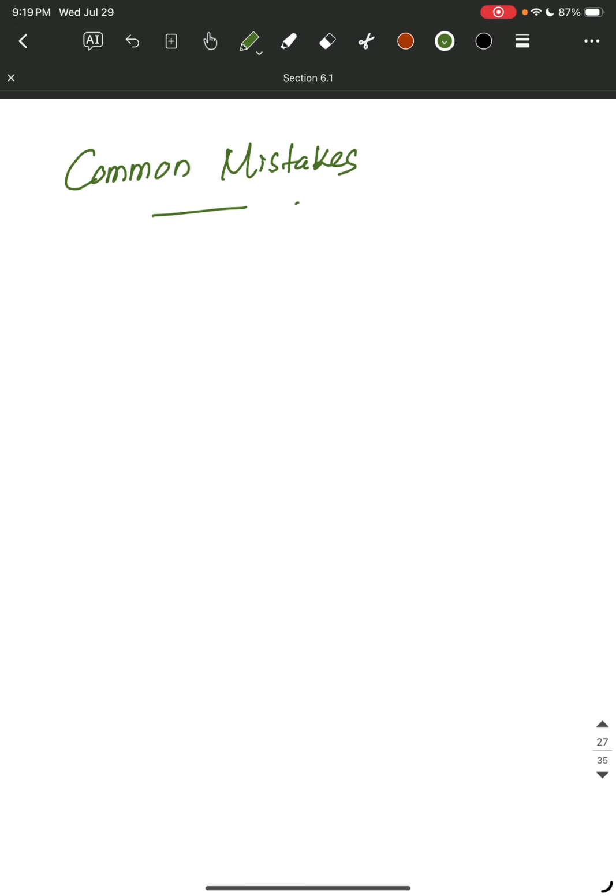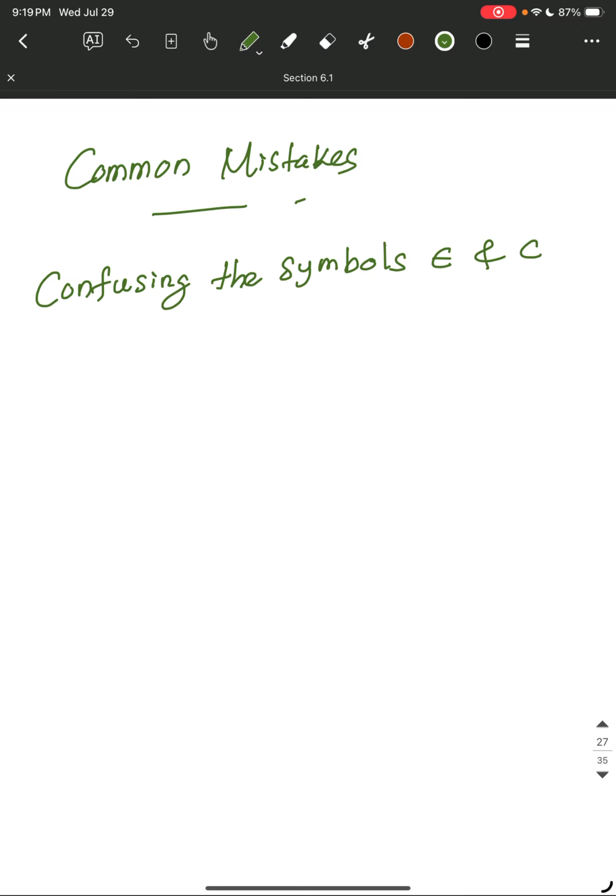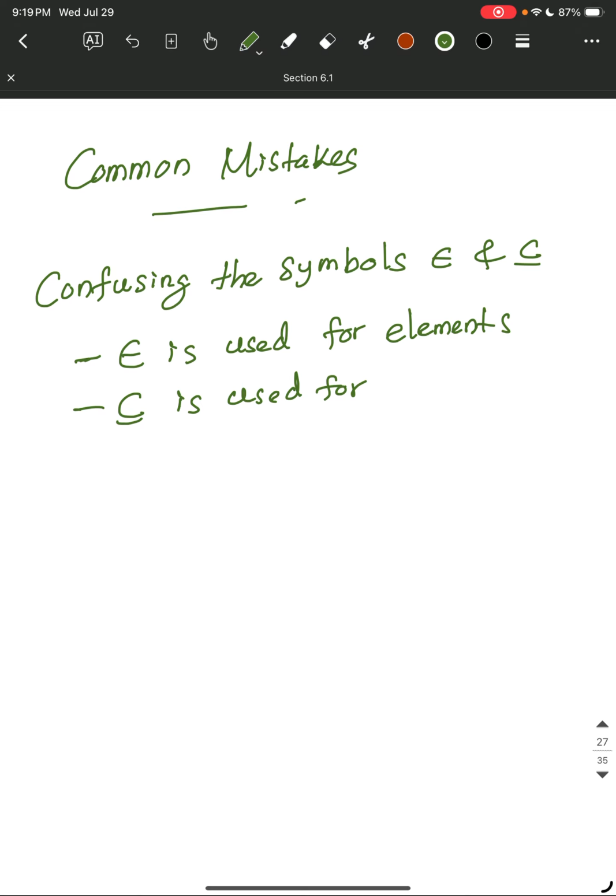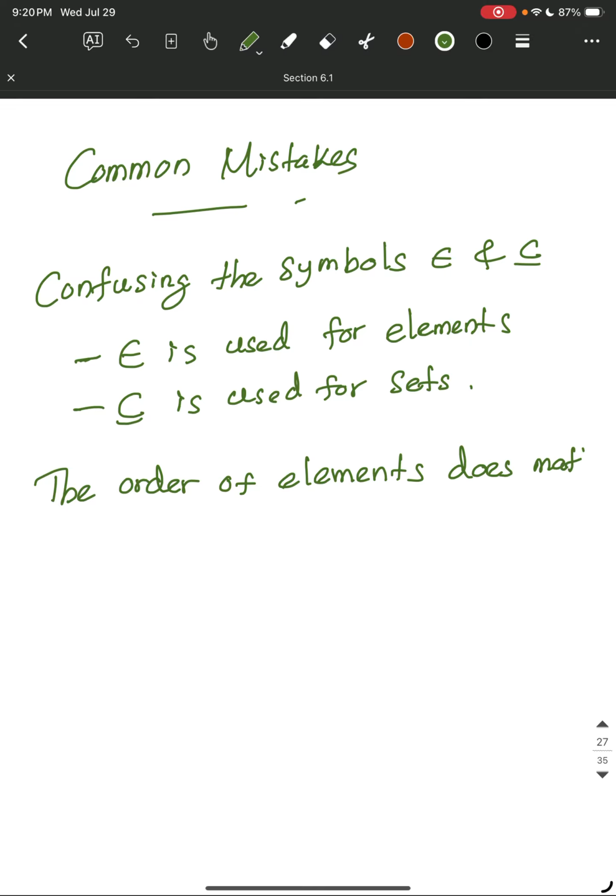The first one is confusing the symbols. The symbol is used for elements, and this is used for sets, subsets. Thinking that the order of elements matters, it does not, right? So the order of elements does not matter. The common mistake is thinking that the order of elements matters. It does not.